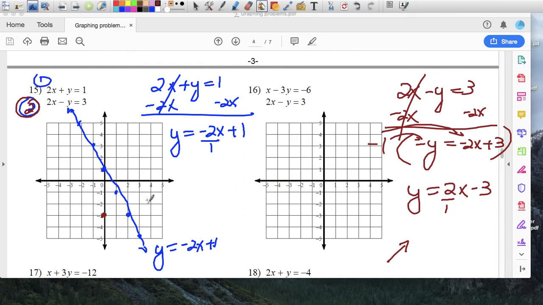My slope is also negative, which means it's going to be a line going this way, and it's negative 1 over 3, which means 1 down and 3 to the right. So 1 down and 3 to the right would be here.